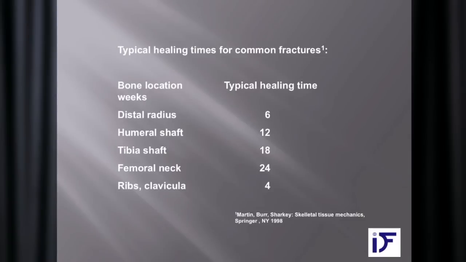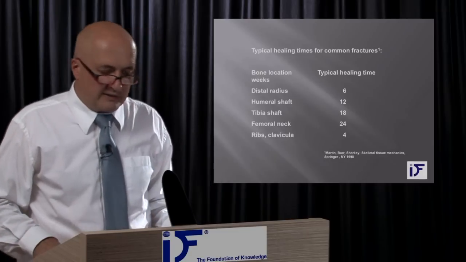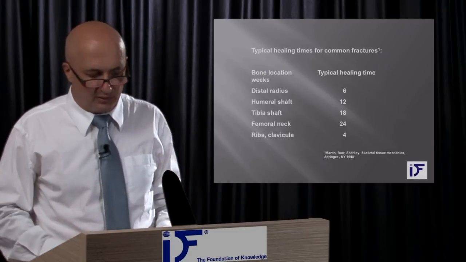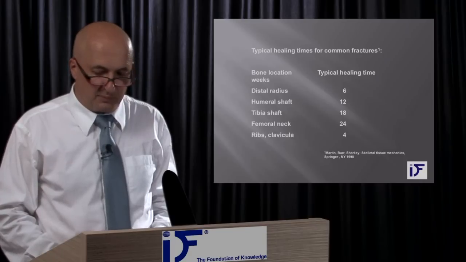On this graph, different sites are mentioned, so we see that the ribs and the clavicle and also the mandible have a very short healing time. So after 4 weeks we can expect some stability inside a fractured mandible. For example, the femoral neck with 24 weeks healing time, or the tibia shaft with 18 weeks, it's a completely different story. In general, you can say that the warmer the limb is and the closer to the center of the body, the faster the healing takes place.